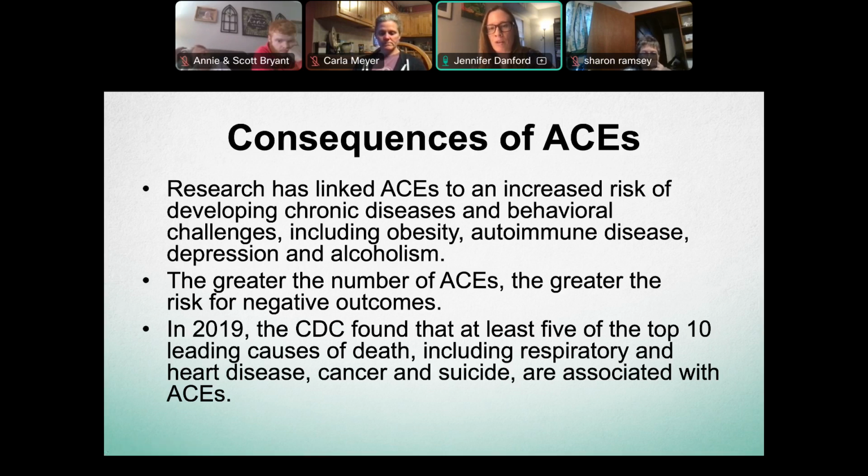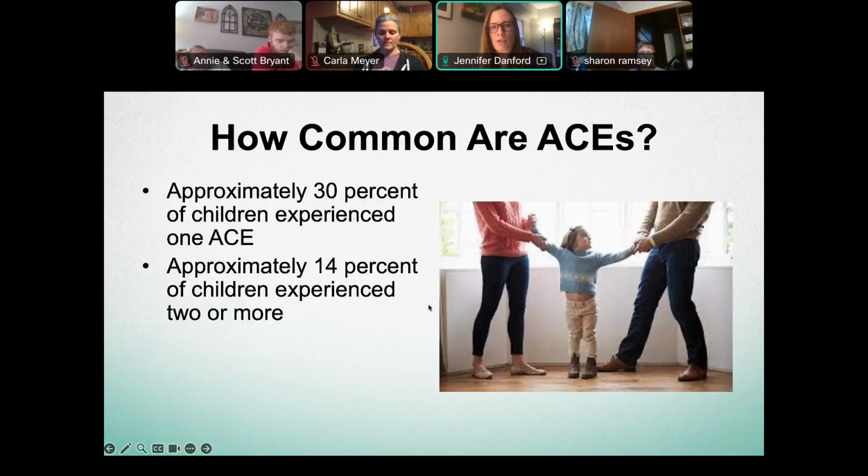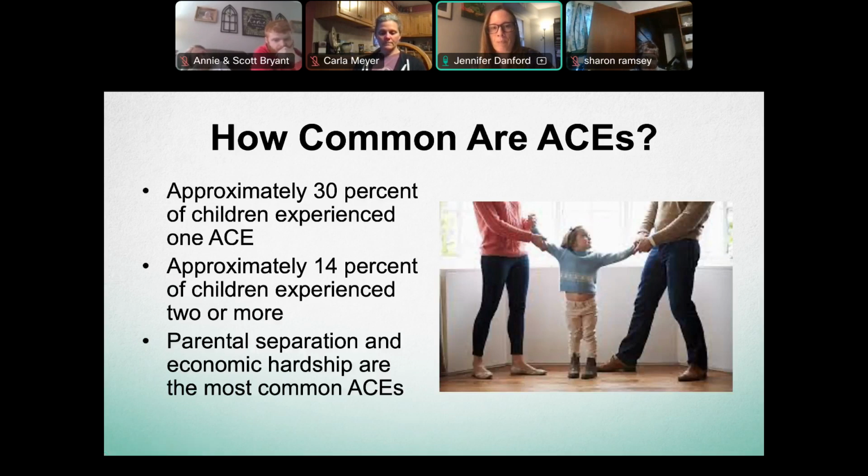I have numbers on what our Kansas kids look like and the kids coming into care. So if you're interested, I do some ACEs presentations every now and then. It's really interesting to see what our kids came into care for. 30% of kids have experienced 1, 14%, 2 or more. The most common ones, and this is not for foster kids, just in general, are divorce and poverty.